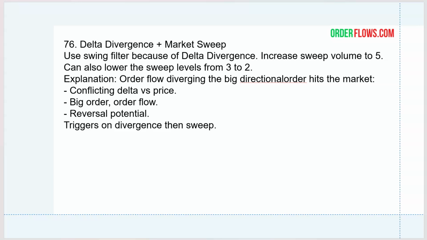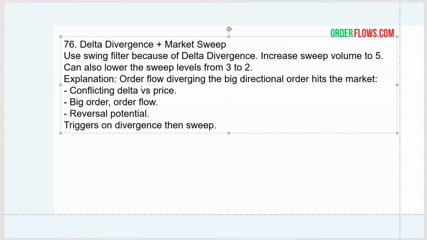All right, so number 76, delta divergence and market sweep. You're going to use the swing filter, because if you're not using a swing filter for delta divergence, all you have is just a green candle with positive delta, without the price action divergence, or a red candle with negative delta. With the swing filter, you're looking for a potential reversal taking place. You could increase the sweep volume to 5. You could also lower the sweep levels from 3 to 2.